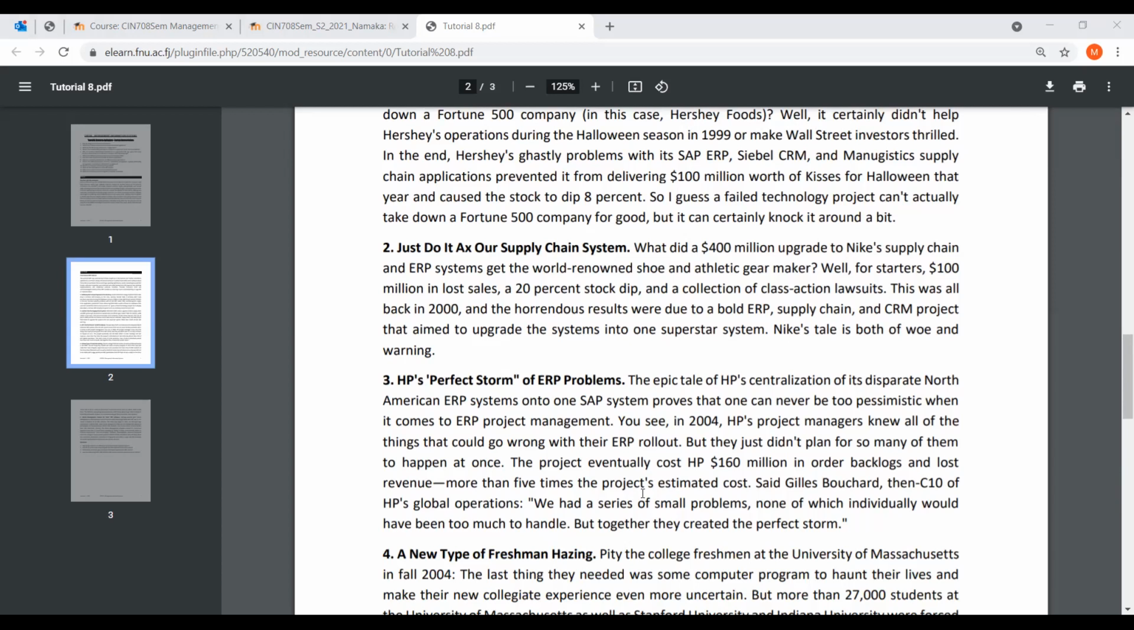This was all back in 2000, and the horrendous results were due to a bold ERP, supply chain, and CRM project that aimed to upgrade the systems into one superstar system. Nike's tale is both of woe and a warning. Okay, so what happened is Nike wanted to integrate their systems: ERP, supply chain, and CRM. Something went wrong, and just because of that, they lost $100 million worth of sales. And to make it worse, a 20% stock dip.